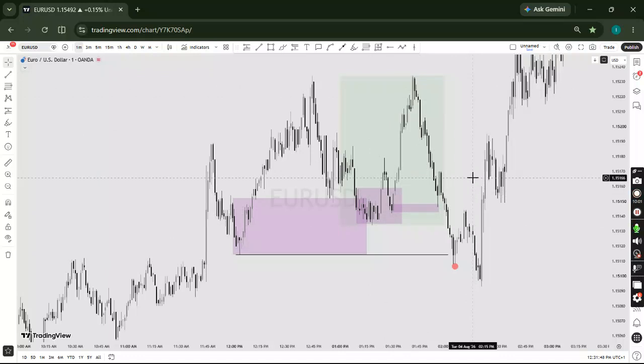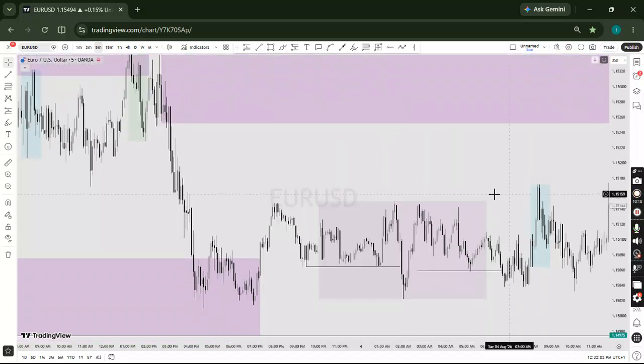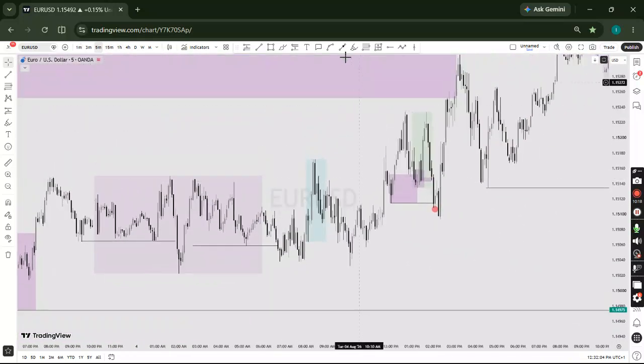You can place your order down, but remember that most of the time there is always a test. It doesn't happen all the time, but most of the time there's going to be a test, and then price is going to drop back down into that same area that you've marked, and then price was going to go up. So as you can see, that was exactly what happened here.